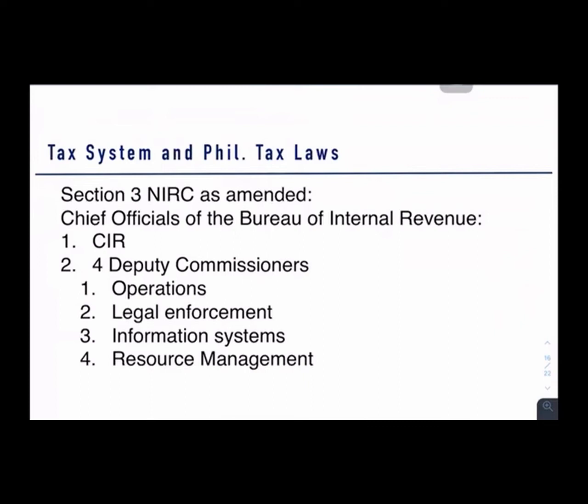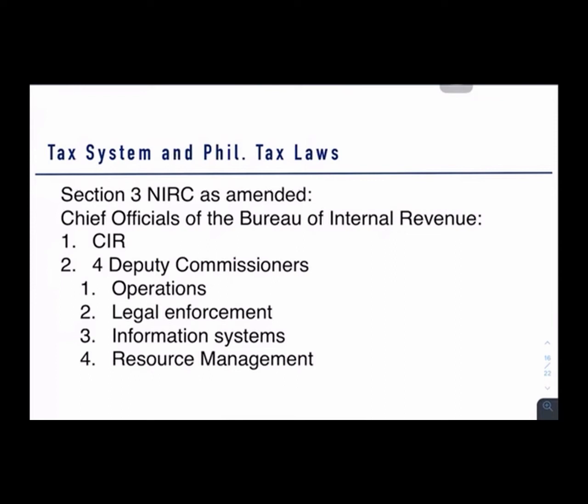So the CIR has 4 deputy commissioners. So why is there a deputy commissioner? Normally, the deputy commissioner is used for the different sectors. So parang siyang sectoral ng mga heads. So the sector head of operations is 1 deputy commissioner, sector head of legal enforcement, 1 deputy commissioner, another deputy commissioner for information systems, and another deputy commissioner for resource management. But again, the powers of the BIR is exercised by the Commissioner of Internal Revenue together with its 4 deputy commissioners.